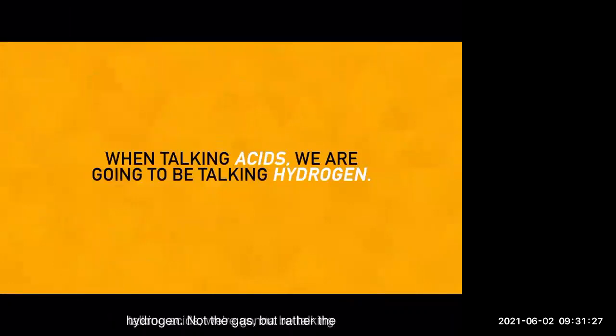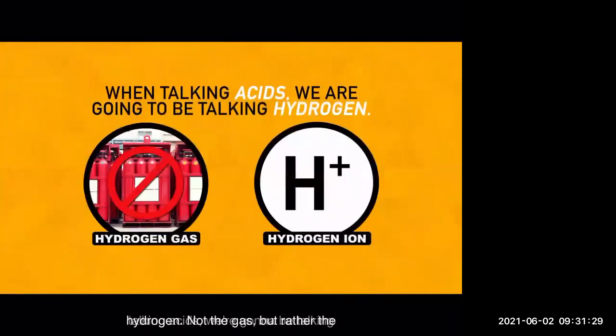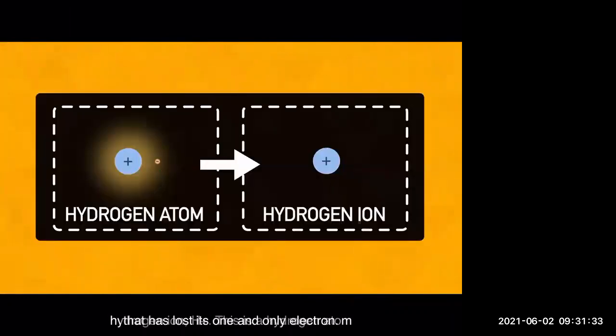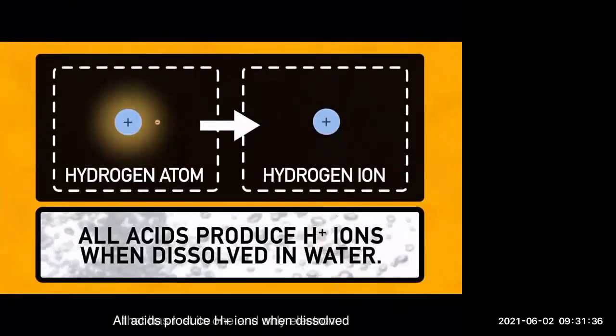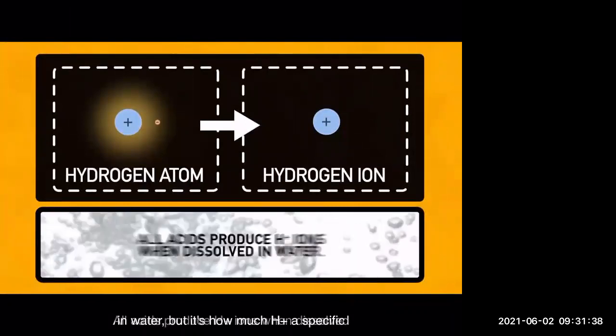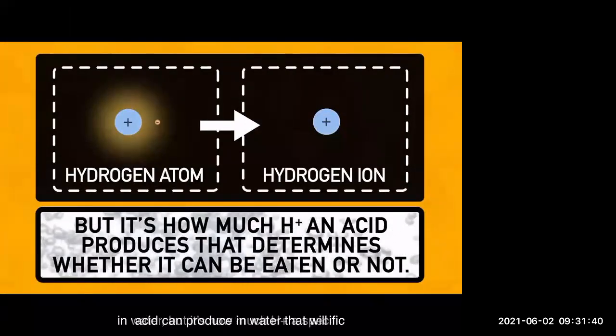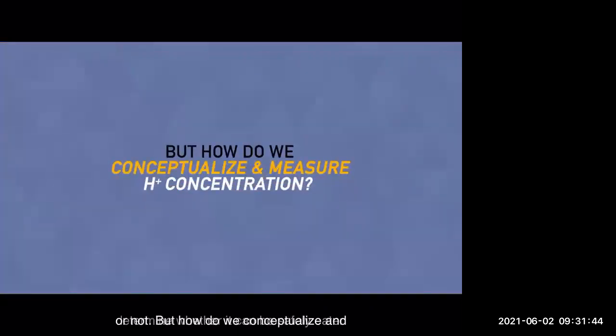When talking acids, we're going to be talking hydrogen. not the gas, but rather the hydrogen ion H+. This is a hydrogen atom that has lost its one and only electron. All acids produce H+ ions when dissolved in water, but it's how much H+ a specific acid can produce in water that will determine whether it can be safely eaten or not.